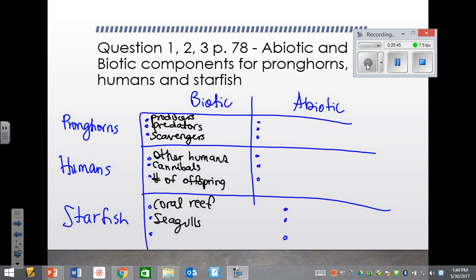Seagulls. Let's talk about this. Seagulls are probably not eating starfish directly. They might, I don't know. But seagulls are probably in competition with starfish for things. Seagulls could be, for example, contributing to the cycling of matter because they are constantly in and out of the water, consuming things, probably leaving waste behind. Did you have a specific idea about seagulls?